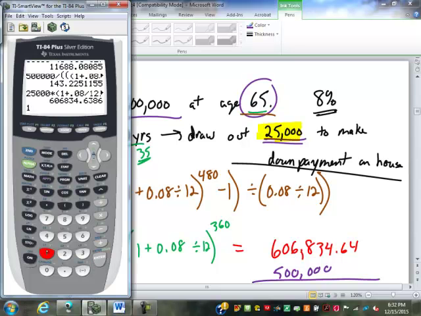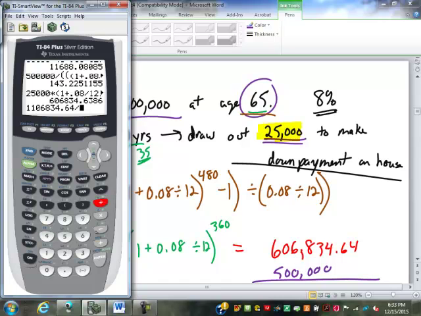So $1,106,834.64. Does everybody see where that $1,106,834 came from? We just took our 500,000 that we wanted to have, plus the amount that 25,000 took out of that final total by not being there for that 30 years.